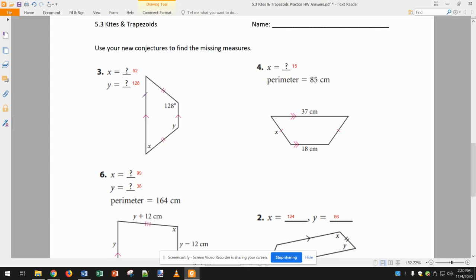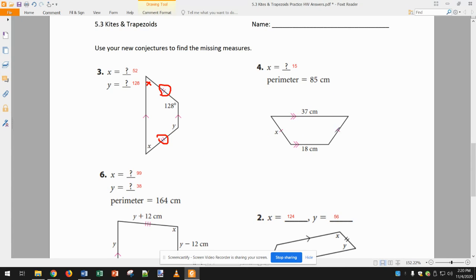Number 3, so we have an isosceles trapezoid because these are the same. So that means that y should be the same as 128. And x and this angle, this is also x. So then we can do 360 minus 128 minus 128 again, and then divide that by 2 to get x.